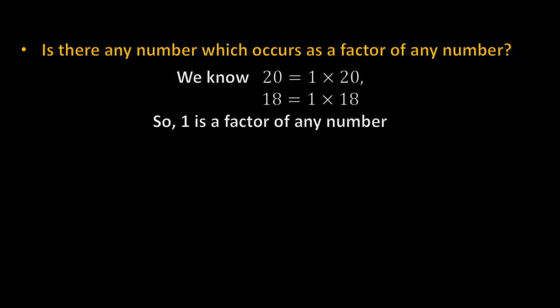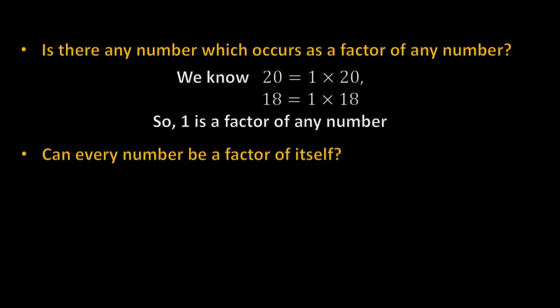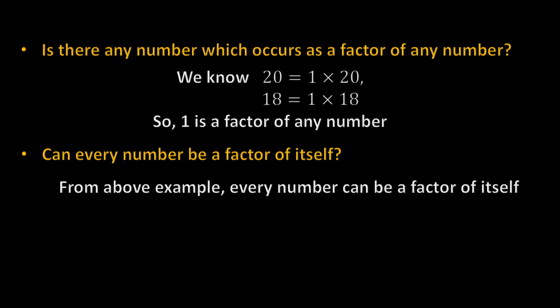Second property, can every number be a factor of itself? Yes, from the above example, we can see that 20 is equal to 1 times 20. 20 acts as a factor of 20. So we can say that every number is a factor of itself.